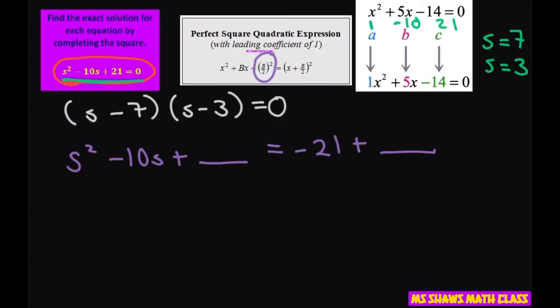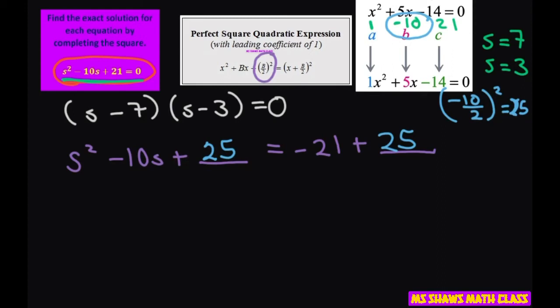All right. So now we look at our b part. Our b part is negative 10. So you take negative 10, divide it by 2, and you square it. So it's going to be negative 5 squared equals positive 25. So 25 you're going to add here. Now, again, whatever you add on the left-hand side, you also have to add on the right-hand side.